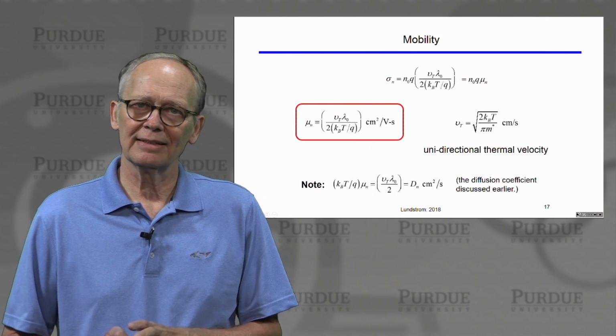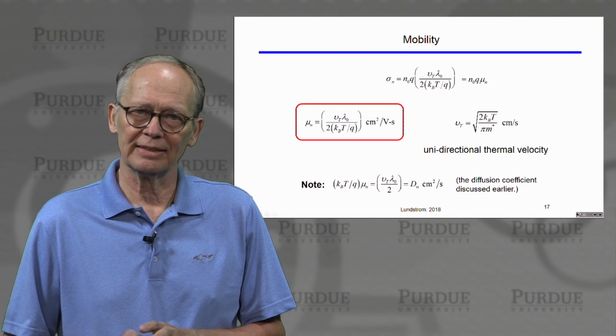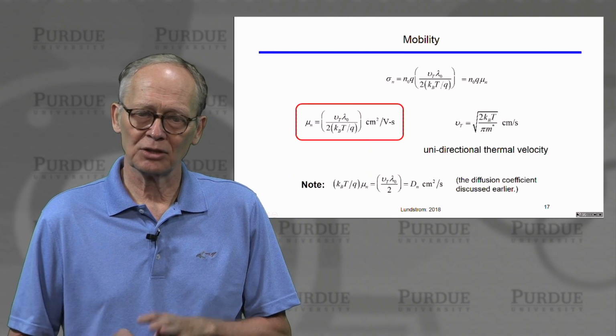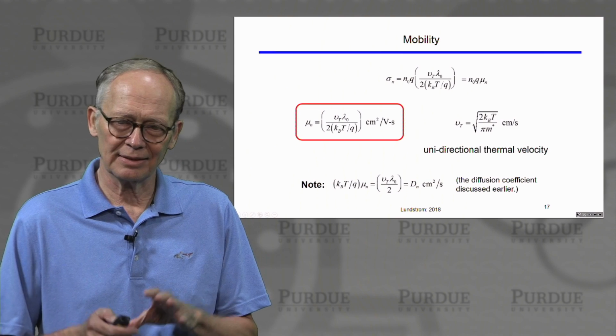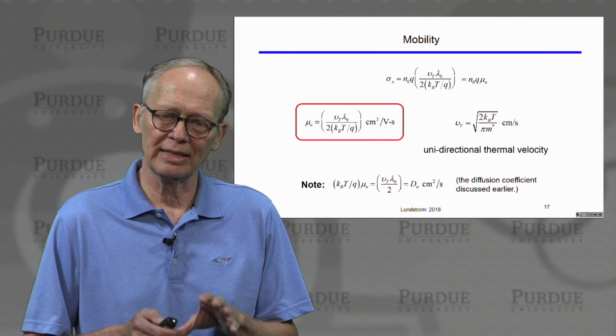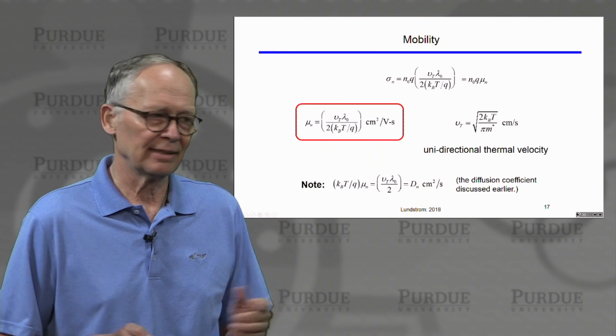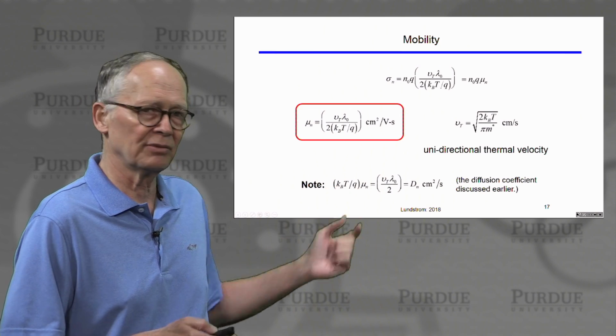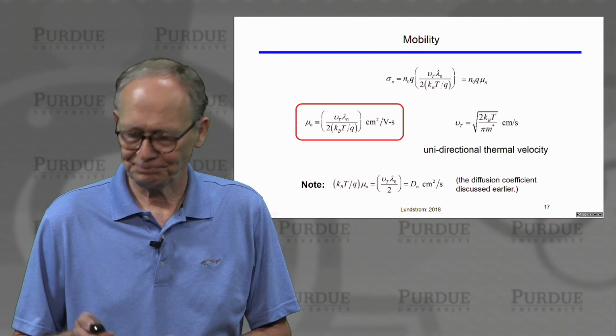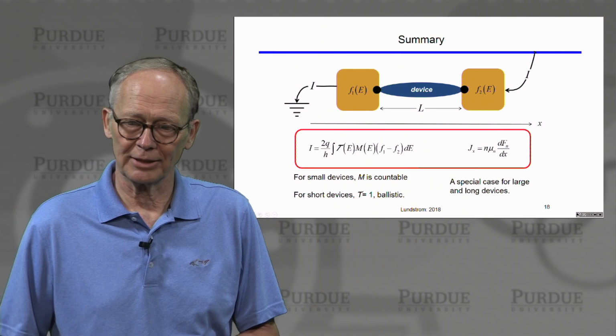Earlier I had said that that quantity is the diffusion coefficient. So we have found from this little exercise that there is a relation between the mobility and the diffusion coefficient, and it's a very simple relation that simply involves kT over Q. We'll discuss that a little more later.